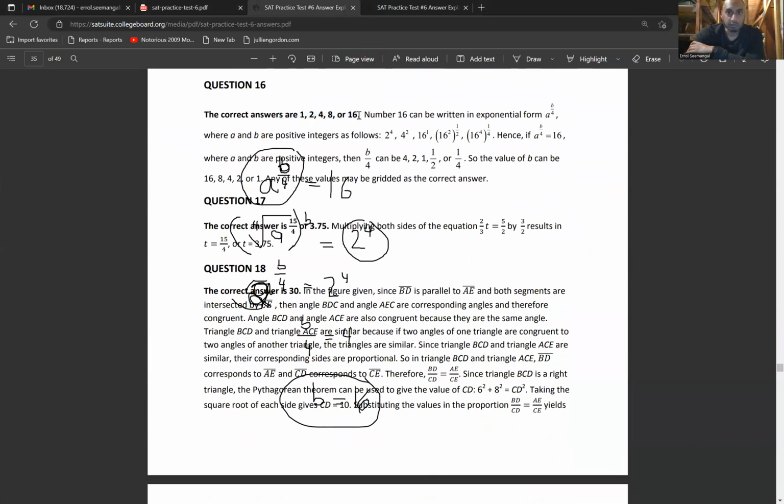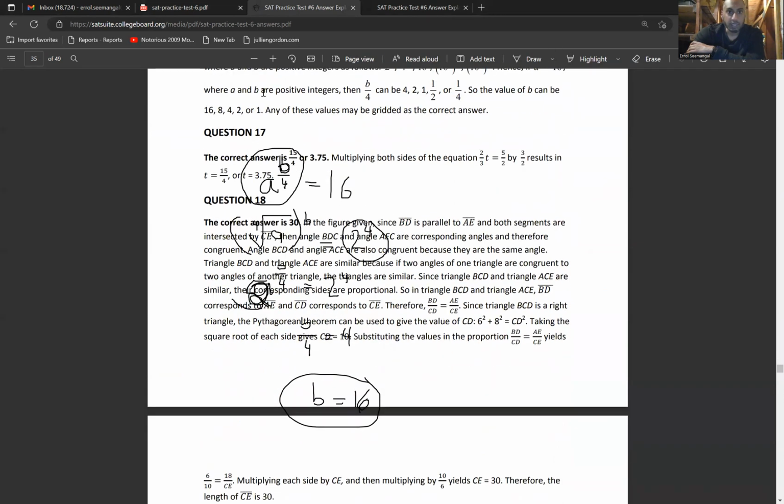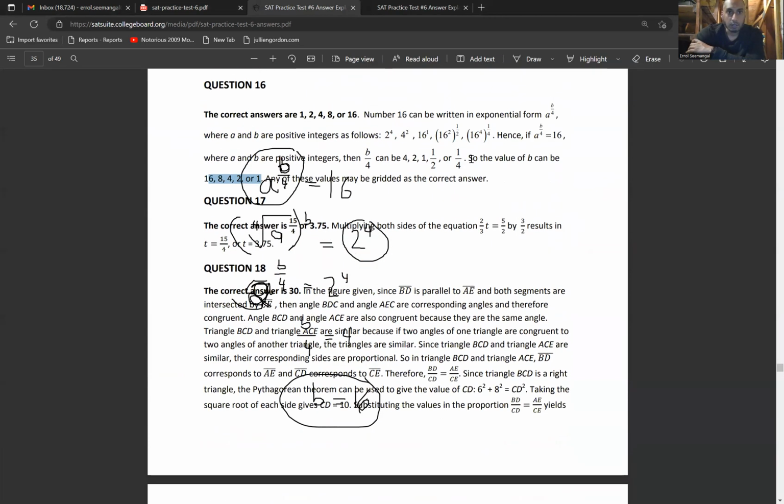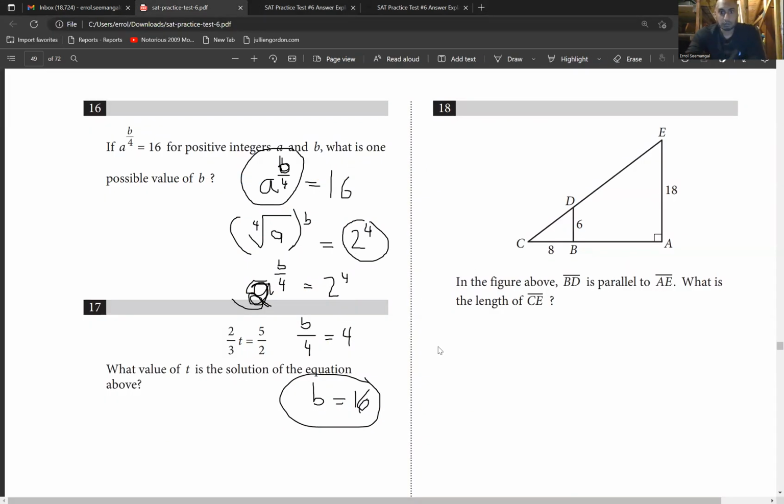So there's several of them. Where A and B are positive integers, then B over 4 can be either of those. So the value of B can be any of those. Any of these values may be gridded as the correct answer. Okay, yeah, you're right. All right. Let's erase that.